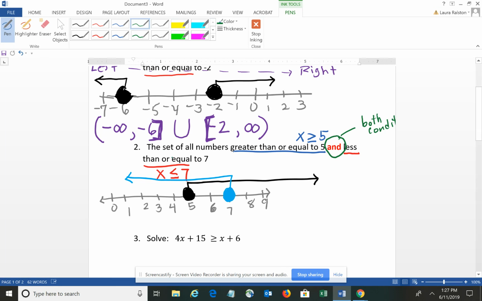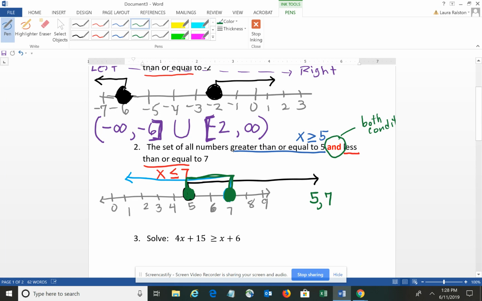So both conditions are met if I look at where I have kind of the double colors between 5 and 7. And I can use 5 and I can use 7 because it's equal to. So really what you end up with is this little piece between 5 and 7. Interval wise, we start at 5. We're going to end at 7.